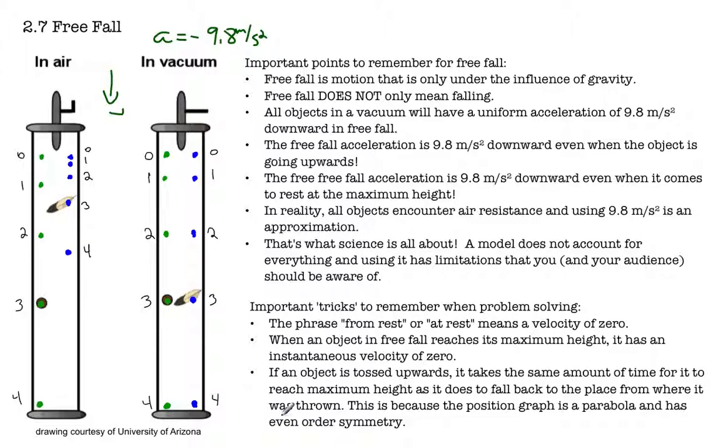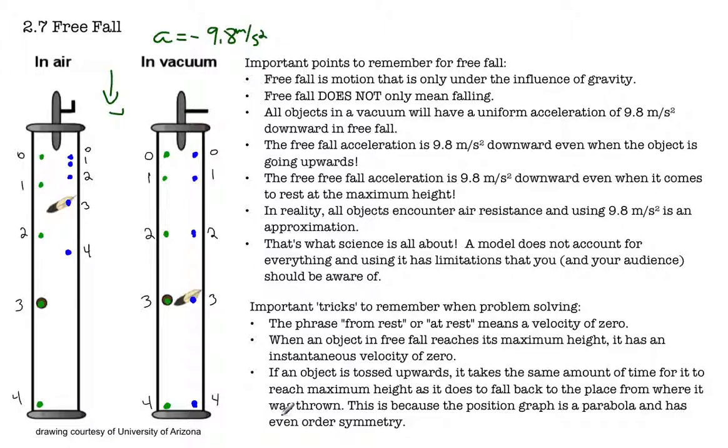A model does not account for everything, and using it has limitations that you and your audience should be aware of. Some important tricks to remember when problem solving with free fall, and we'll see these when we do some whiteboarding in class, that the phrase from rest or at rest means that the velocity is 0. When an object in free fall reaches its maximum height, it has an instantaneous velocity of 0. So if some problem asks you to find out information about the object when it reaches its maximum height, including what is its maximum height or what time does the maximum height occur, you're going to use that.